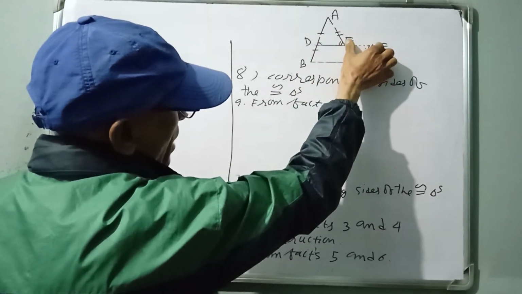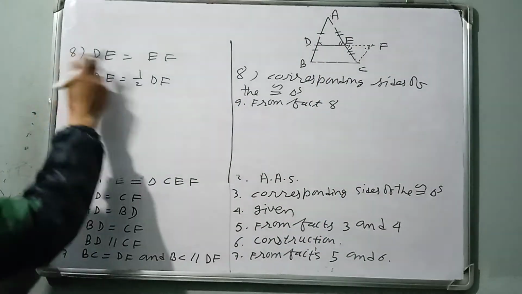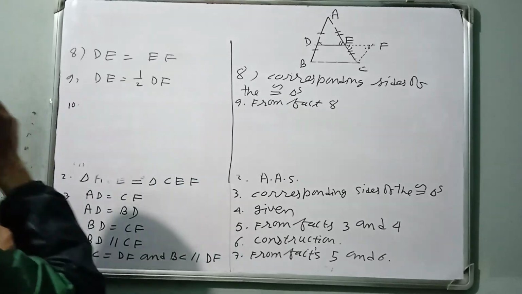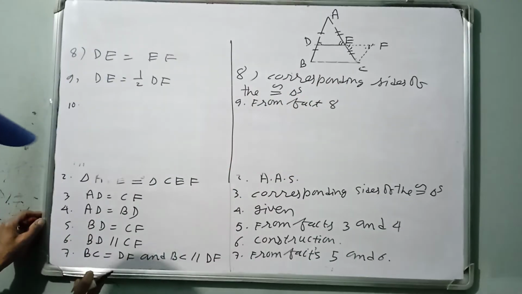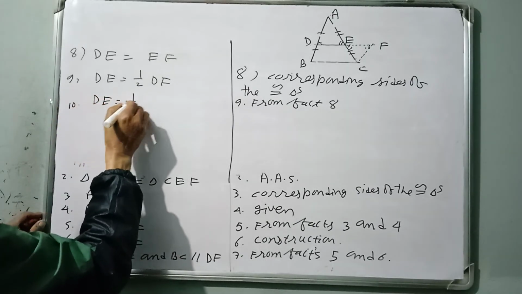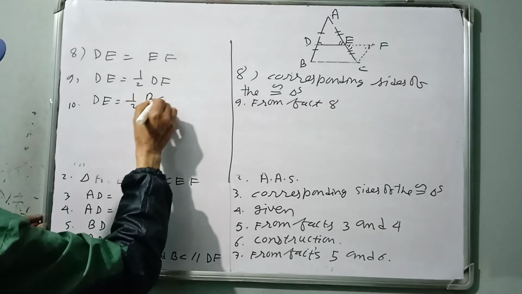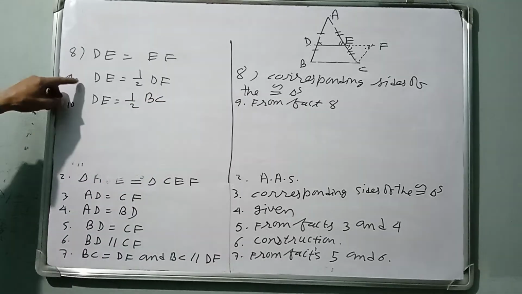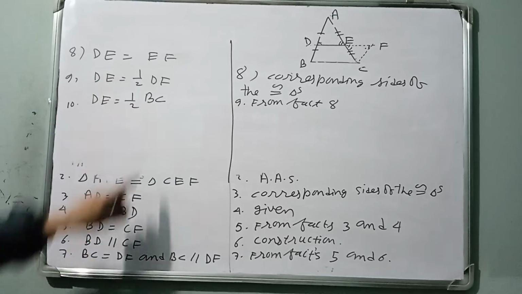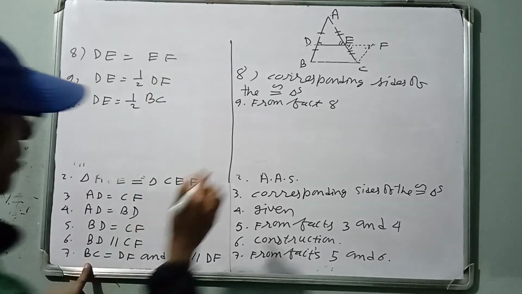When this is equal, this smaller one is half of the larger one. From fact 8, DE is half of DF, but DF is already given equal to BC. DE is DE, half is half. What is the value of DF? BC. Write the value of DF as BC here. And what to write then?